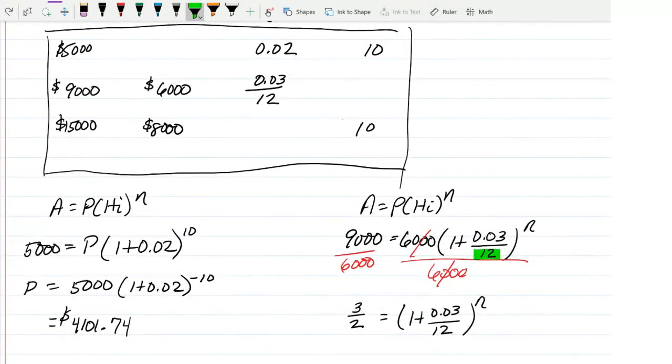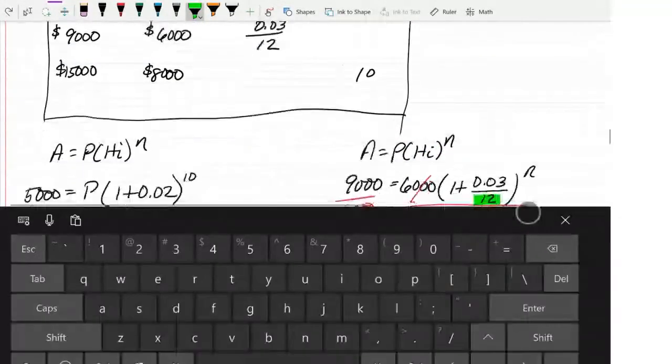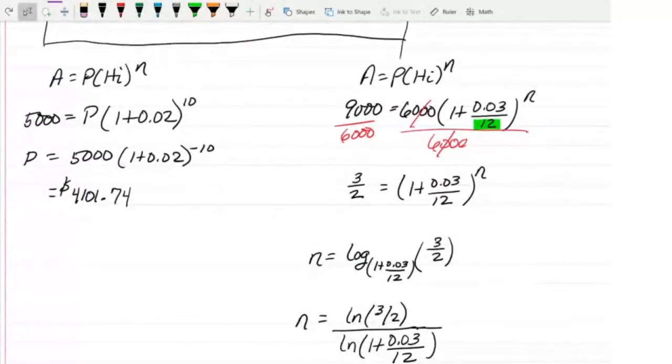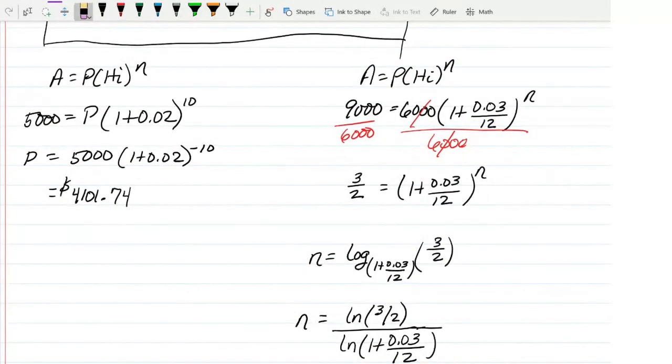For the second row, we had to do a little bit more work because we were solving for N. I plugged in my A, my P, my I. But when it came to N, that was where the logarithms came into play. I plugged in all my numbers after writing down my formula and my equation. I always do that. I started working with it. I knew that because I'm solving for N, I need to use a logarithm.